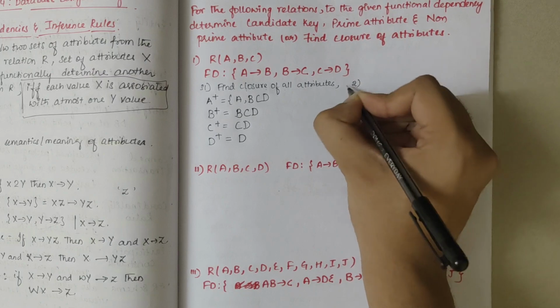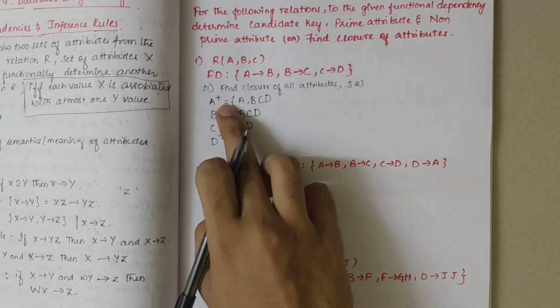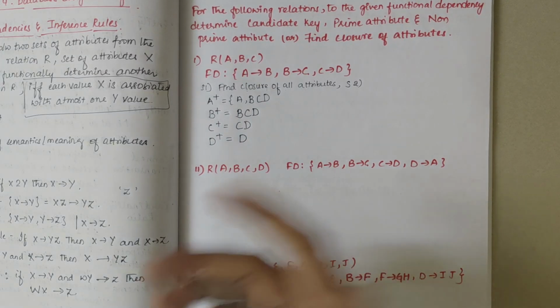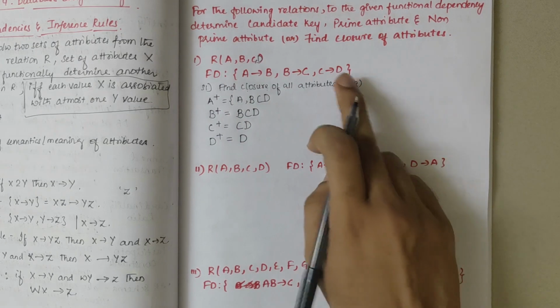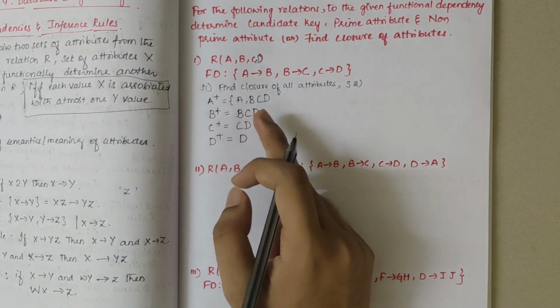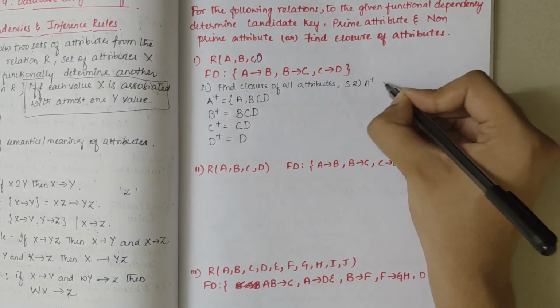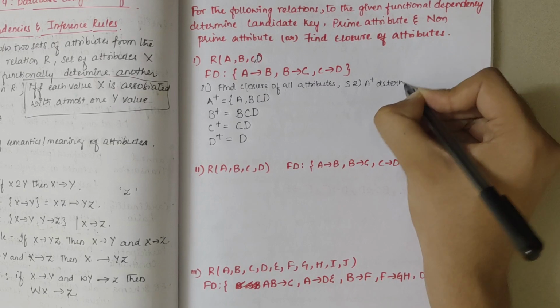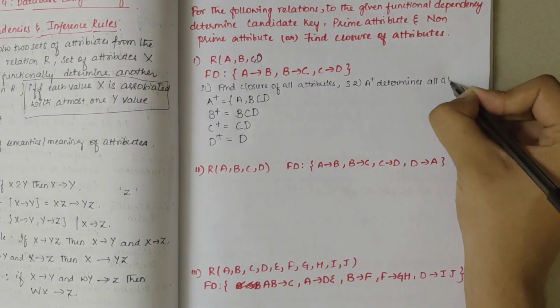Our second step is to check which attribute or which closure determines all the attributes, that is, comprises all the attributes. So if you check here, A, B, C, D. If you check A plus, A closure, we can state that A closure determines all attributes.